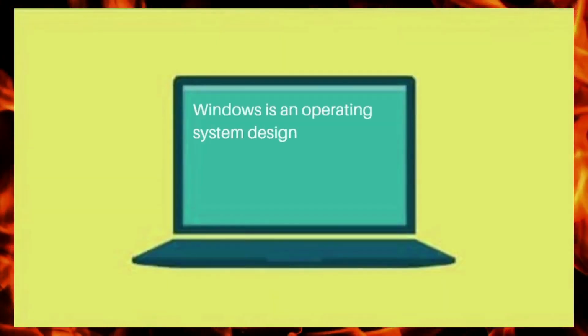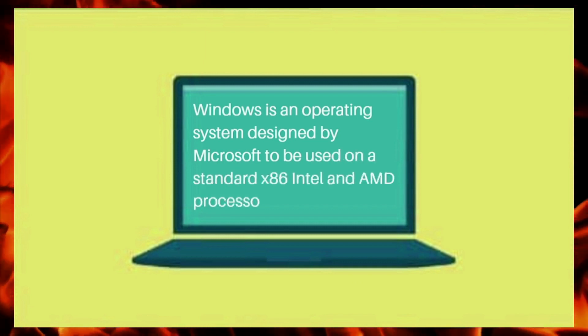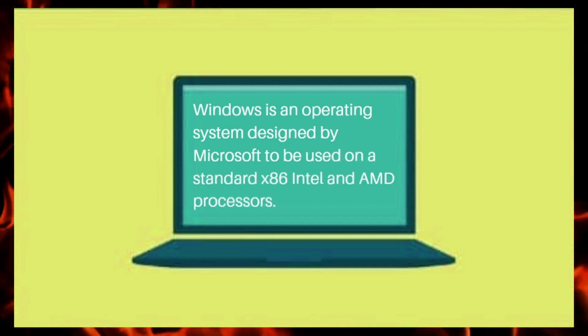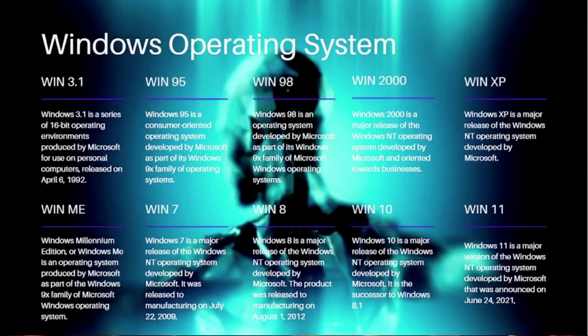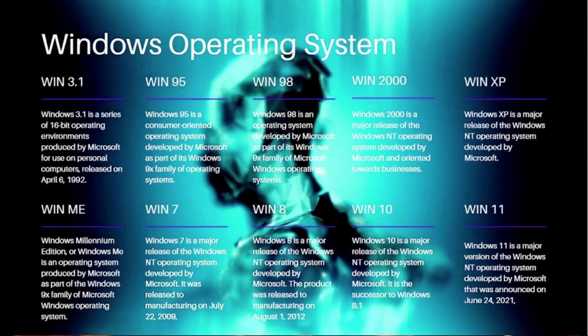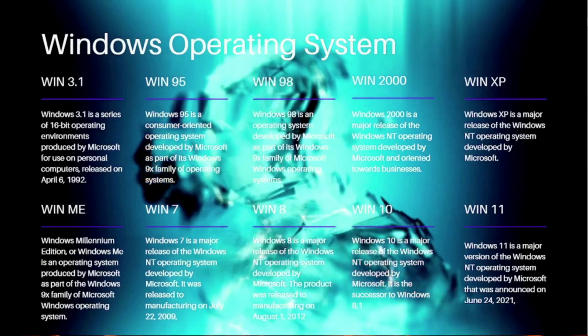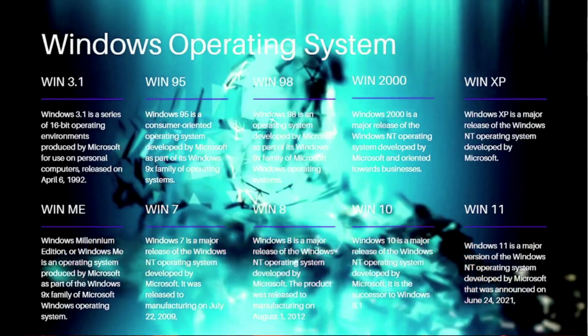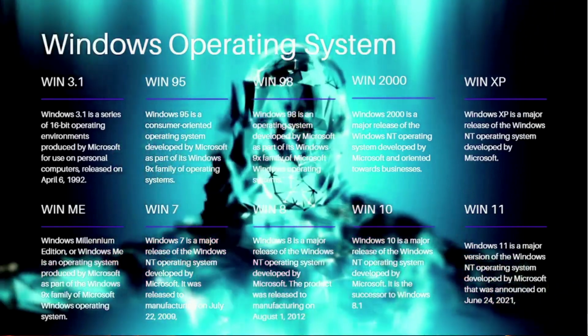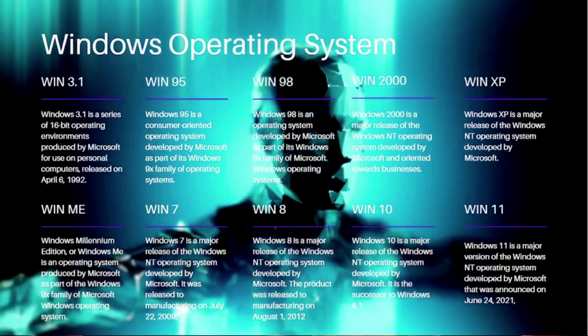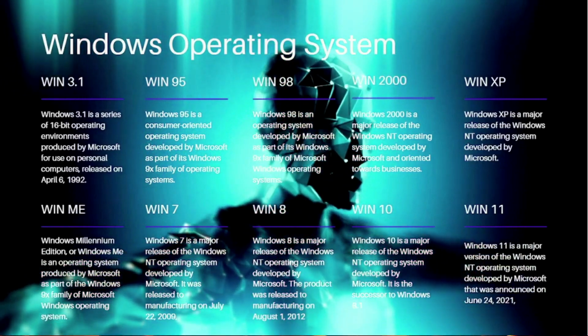Windows is an operating system designed by Microsoft to be used on standard x86 Intel and AMD processors. Some of the list of Windows operating systems: Windows 3.1, Windows 95, Windows 98, Windows 2000, Windows XP, Windows ME, Windows 7, Windows 8, Windows 10 and Windows 11.